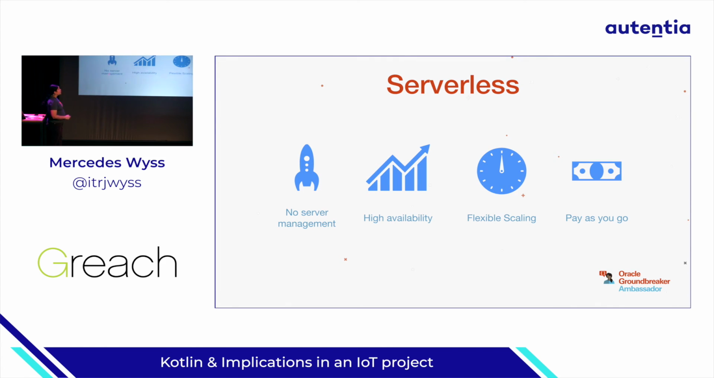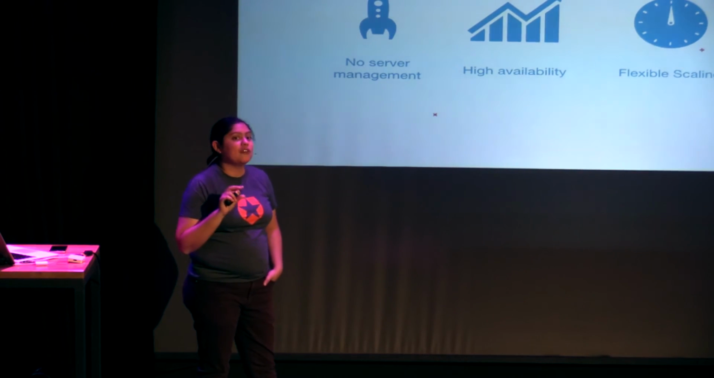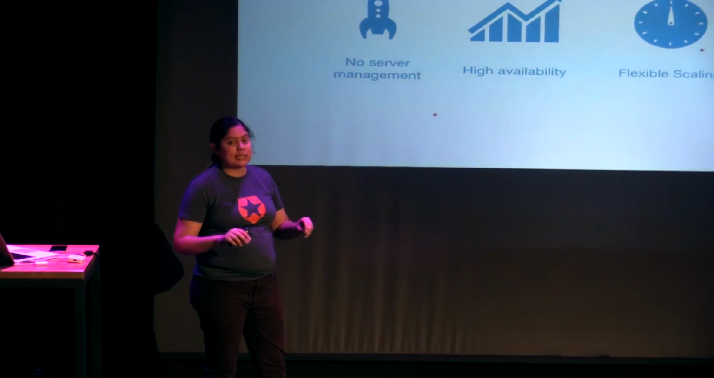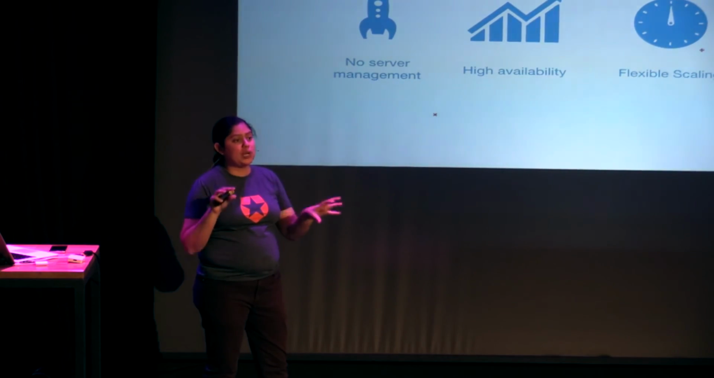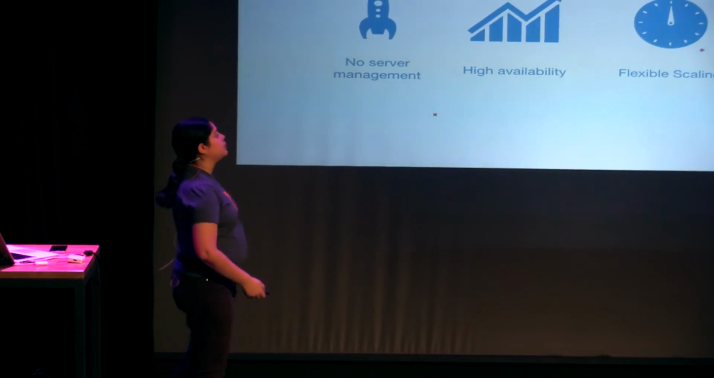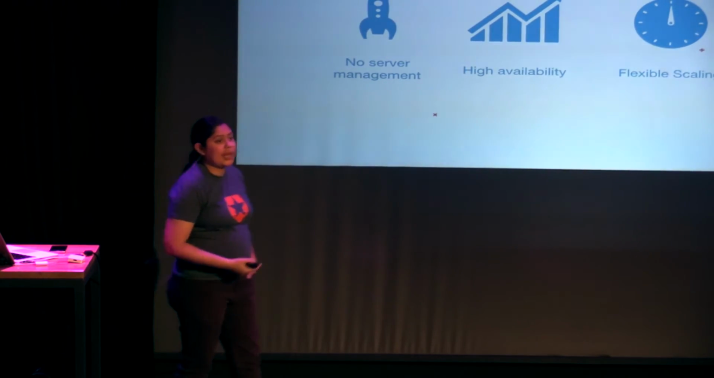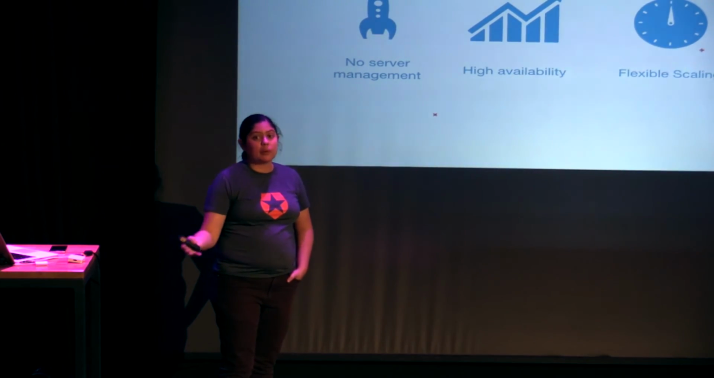So we don't have server management. High availability and flexible scaling come from the cloud running one function to attend every request that I have. This is why it is elastic. If I have 2 requests, I will have my function running 2 times to attend each of these requests. And we only pay when the function is running. They are event triggered, and they are sleeping when no one is requesting.